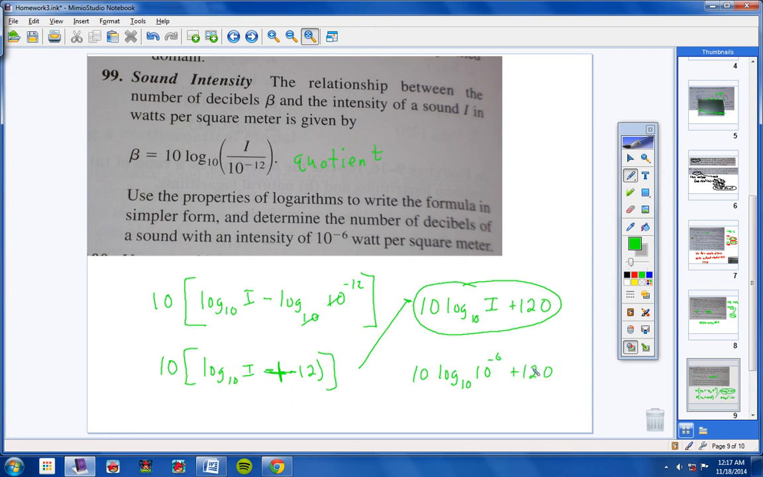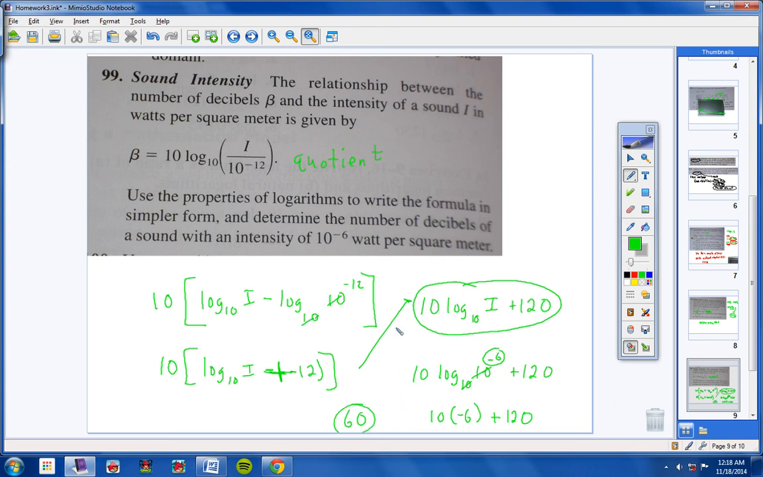Well, guys, you don't need your calculator. Look, whenever the base matches the base, your answer is just the exponent. So I'm left with 10 times negative 6 plus 120. So negative 60 plus 120 gives me 60 for my answer. So there we go. Again, it's really not that hard.